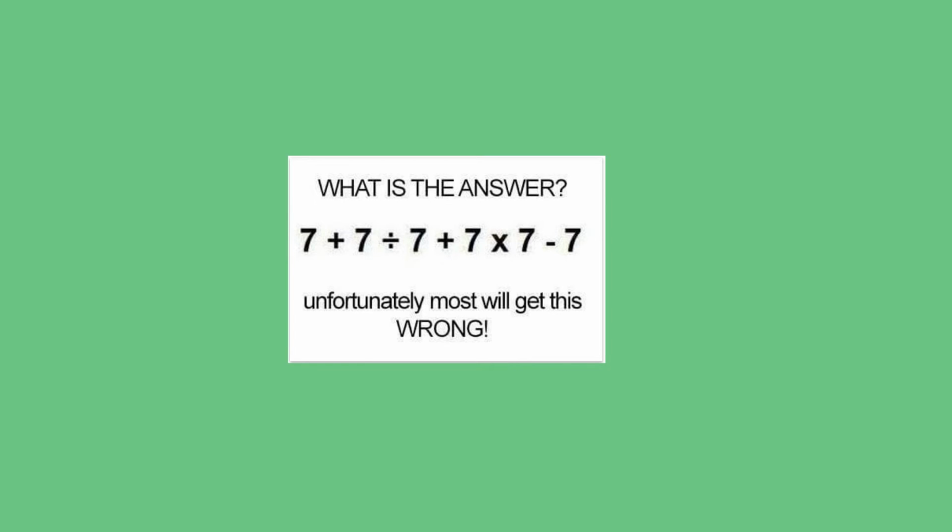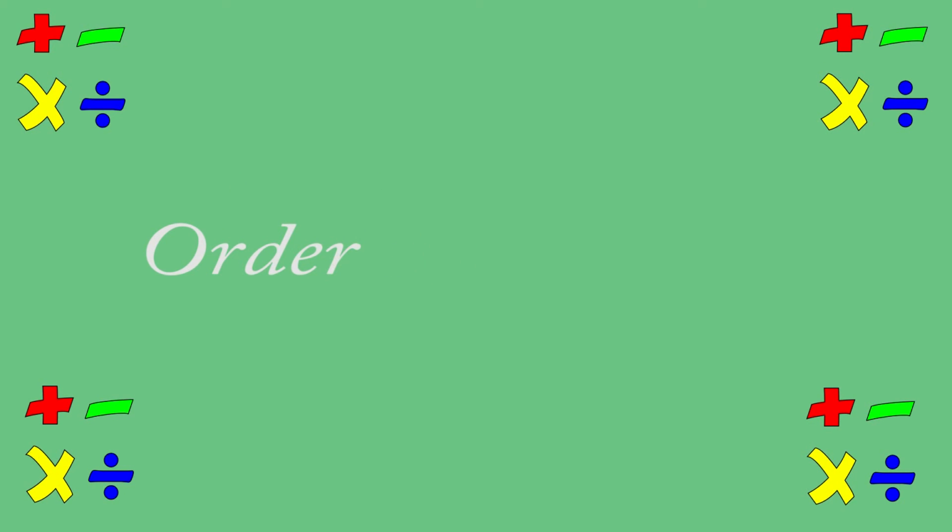What did you get then? If you said 50, well done. You apparently are better at maths than most people. I think many people said 56 because they were reading it from left to right. But think about it. Many languages in the world don't read from left to right, so why would maths? Maths uses order of operations.